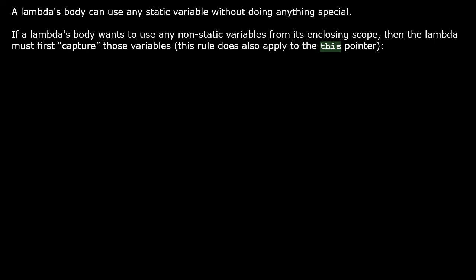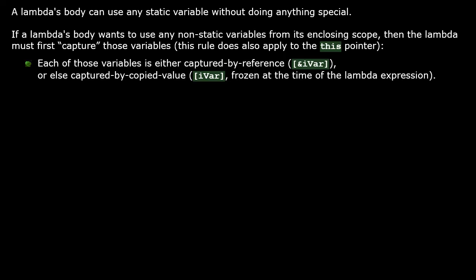A lambda's body can use any static variable without doing anything special. But if a lambda's body wants to use any non-static variables from its enclosing scope, then the lambda must first capture those variables. There are two possible methods of capturing: either capturing by reference or capturing by copied value. Inside the square brackets, the programmer chooses which capturing method he wants to use for that variable.